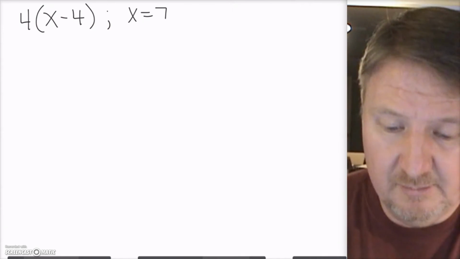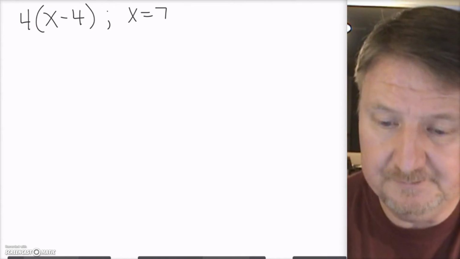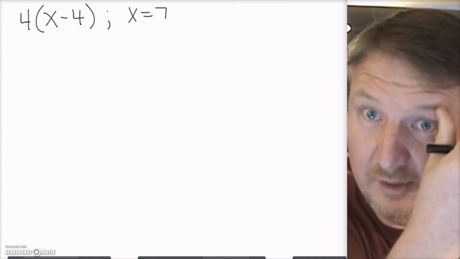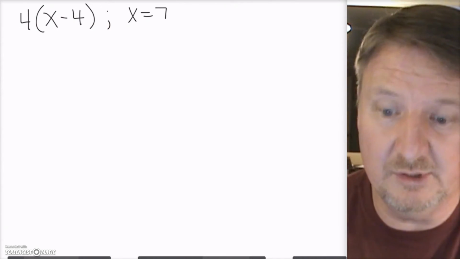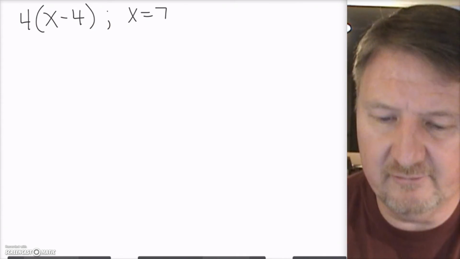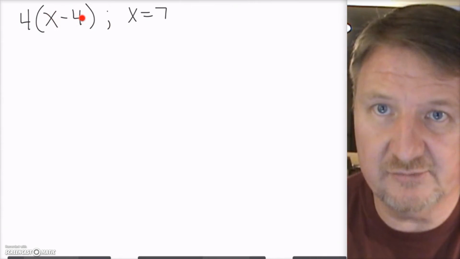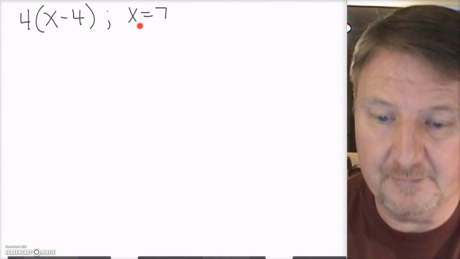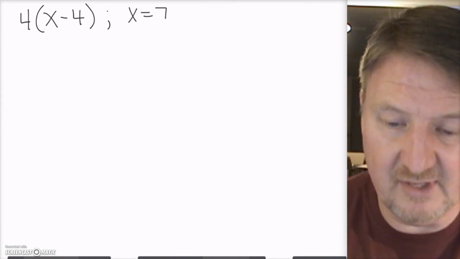All right, this one I like because I'm going to show you two versions of this, and how these answers can vary when you have parentheses and when you don't. So here we have 4 times whatever the value of x minus 4 is, and it tells us right here that x equals 7. So let's go ahead and plug this value in and solve it.